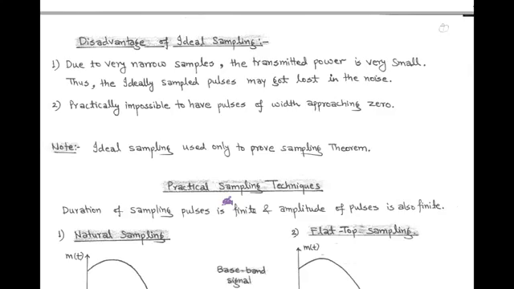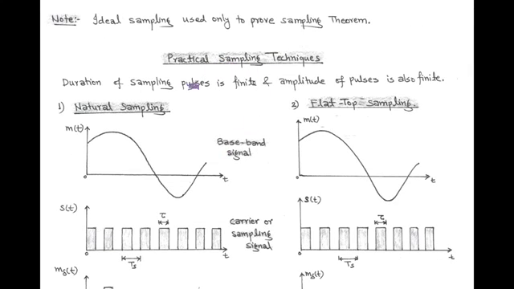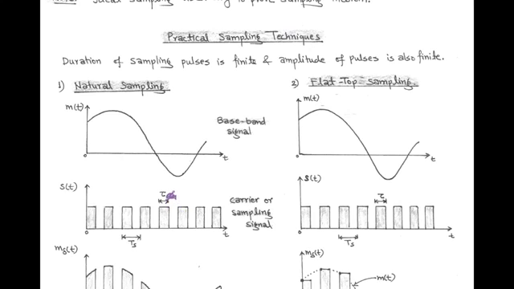But in the practical sampling process we use a periodic pulse train having width tau. In practical sampling, the duration of the sampling pulse is finite and the amplitude of each pulse is also finite. So, the practical sampling techniques are of two types. First is natural sampling and second is called flat top sampling.